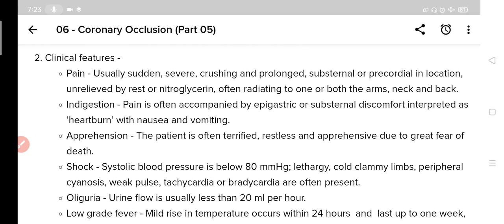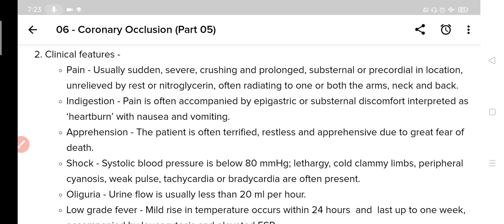So what are the clinical features of myocardial infarction? First one is pain. The pain is sudden, severe, crushing and prolonged. It is substernal or pericardial in location. We have already seen in previous lectures what the substernal or pericardial region is. And the pain is unrelieved by rest or nitroglycerin. Normally angina pain is relieved by rest and nitroglycerin, but if myocardial infarction is there, it will not be relieved by rest or nitroglycerin. The pain often radiates to one or both arms, neck and back. The second clinical feature is indigestion.